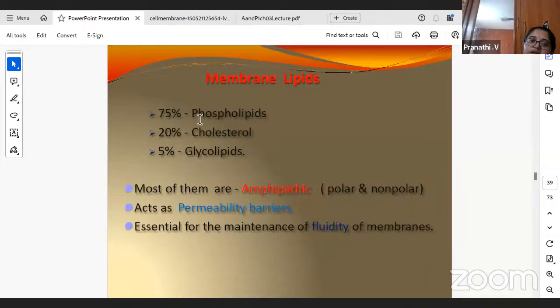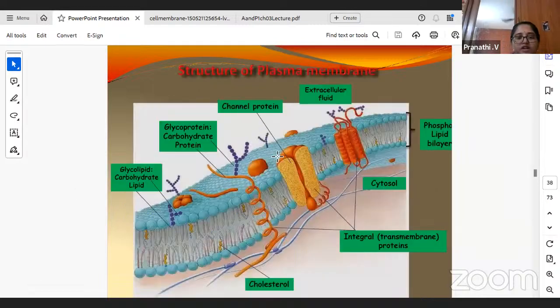What are the membrane lipids? 75% phospholipids, 20% cholesterol, 5% glycolipids. Again, amphipathic as such, polar and non-polar. They act as permeability barriers. They do not allow everything and anything to come inside. So you have channel proteins, through which only certain components can come inside. Ions, molecules, glucose molecules, if it has to come inside.